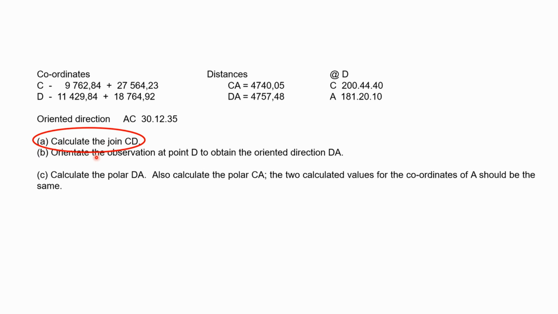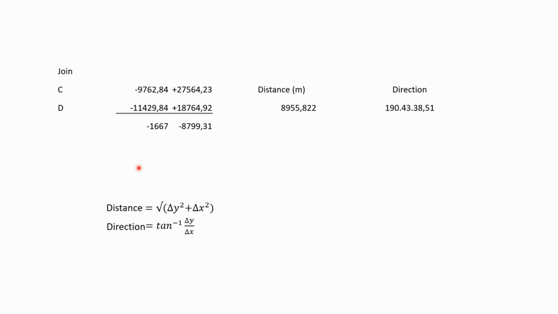So we'll start with our first question where it says calculate the join CD. We'll start our calculation by first putting our C and our D coordinates in this arrangement. So we'll say our C coordinates first, D coordinates second. Then what we do is subtract the C coordinates from the D coordinates. In other words, the Y coordinate of D minus the Y coordinate of C will give us our delta Y value. Then our x coordinate of D minus our x coordinate of C will give us our delta x value.